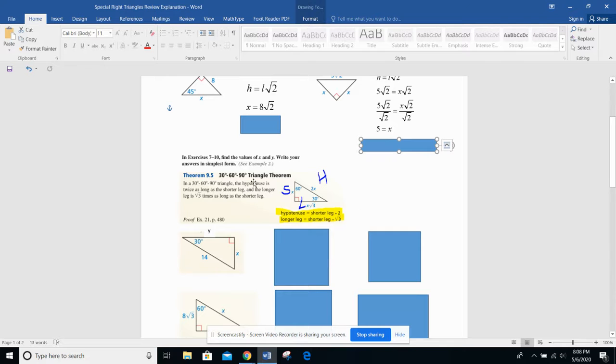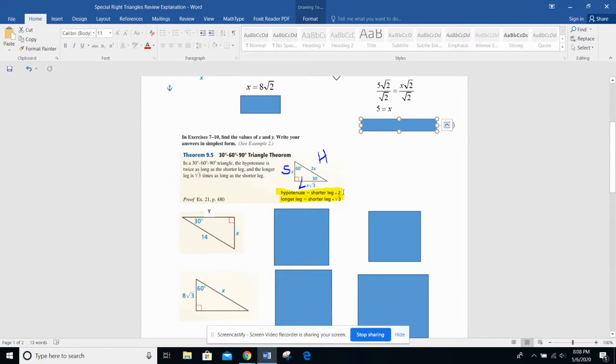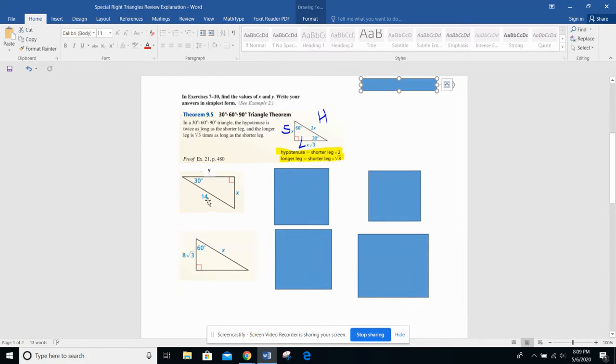The second type is the 30, 60, 90. And again, I've highlighted the two formulas we would use on here. Remember, on the 30, 60, 90, there is a difference between the short leg and the long leg. The short leg is always opposite the 30 degrees. The long leg is always opposite 60. So let's take a look at the first example.